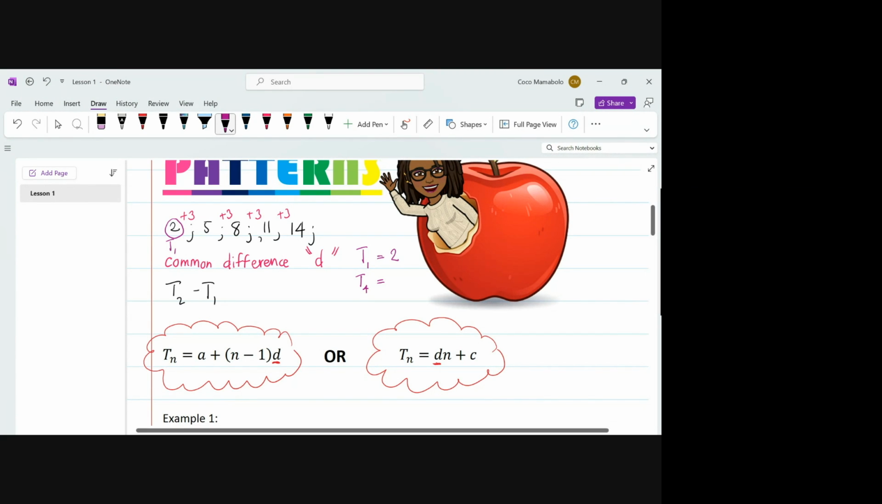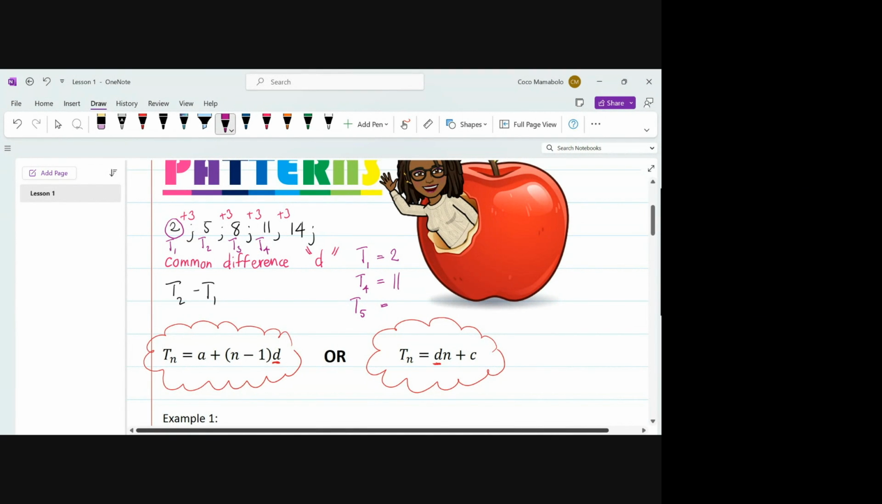If I keep going, this is the number in position 1, it's 2. In position 2, I have 5, so my T2 is 5. In position 3, I have 8. T3 is equal to 8. And in position 4, T4, I have 11. So T4 is equal to 11. I'll ask you guys again. What is T5? What is the number in position 5? 14. It's 14. Lovely.